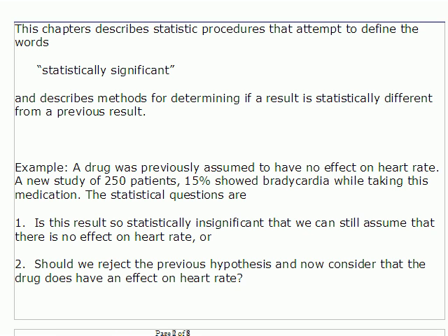I had some examples in the lectures. Let's say a drug was assumed to have no effect on bradycardia. In that case, the previous idea or the previous result was zero, no effect. Then there's a new study, and 15% of the people show bradycardia, which is a slowing of the heart rate, a slower heart rate. So now, is this new result just insignificant, so we can still assume that the effect on heart rate is zero? Or should we reject that idea and say, no, the drug may have an effect on heart rate?